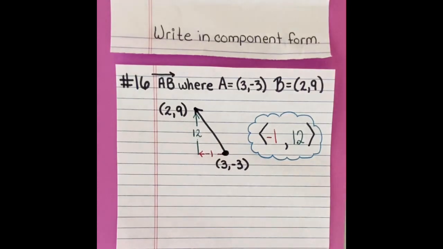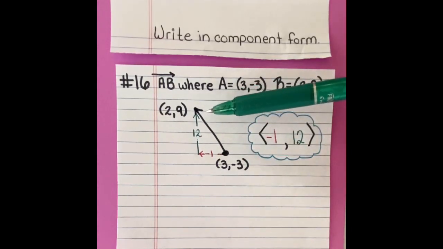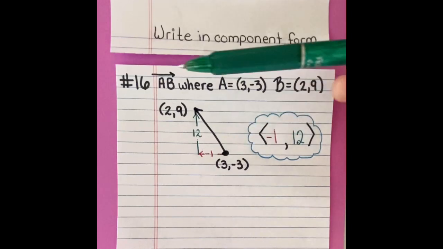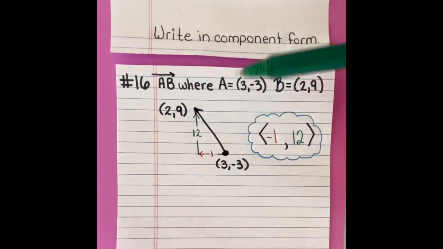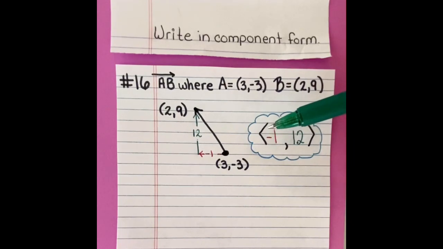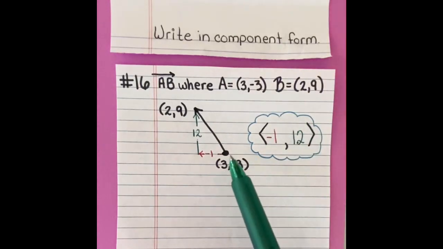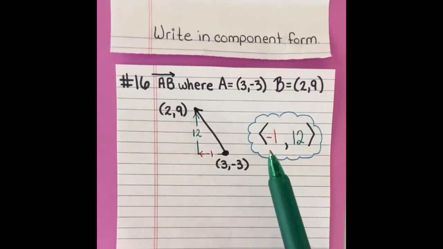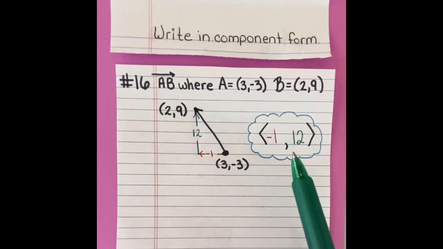To write vector AB in component form, I sketched the vector, starting with the tail, (3, -3), and the head, (2, 9). We know that (3, -3) is the tail because it comes first. Then the number in front is how far we need to move right or left, and the number in the back is how much we move up or down. We always want to start at the tail and move to the head. So I need to move left 1, up 12. So vector AB in component form is <-1, 12>.